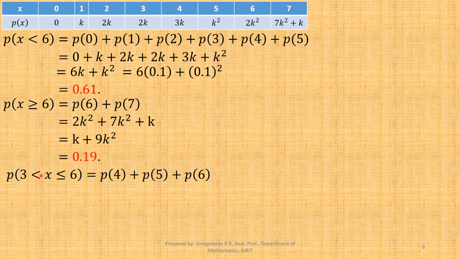So less than 3 and up to 6 is there. That means 3 is excluded in our interval, 6 is included. So next to 3 and up to 6 we have 4, 5, 6, that is p of 4 plus p of 5 plus p of 6. Substitute the values by using the value of k, simplify this expression, and we'll arrive at the value 0.33.